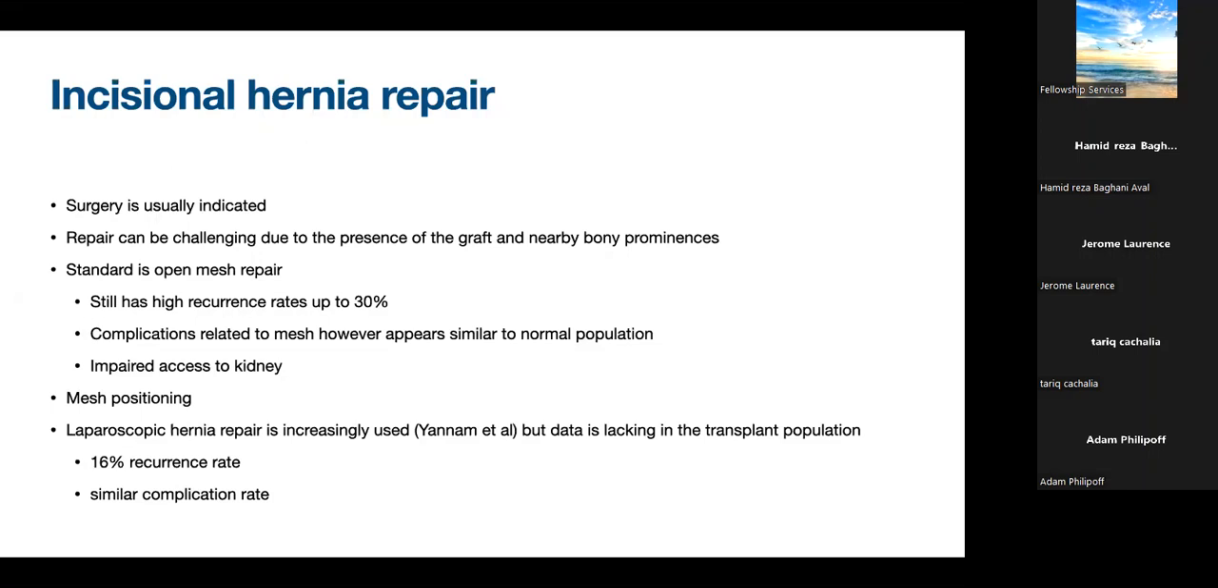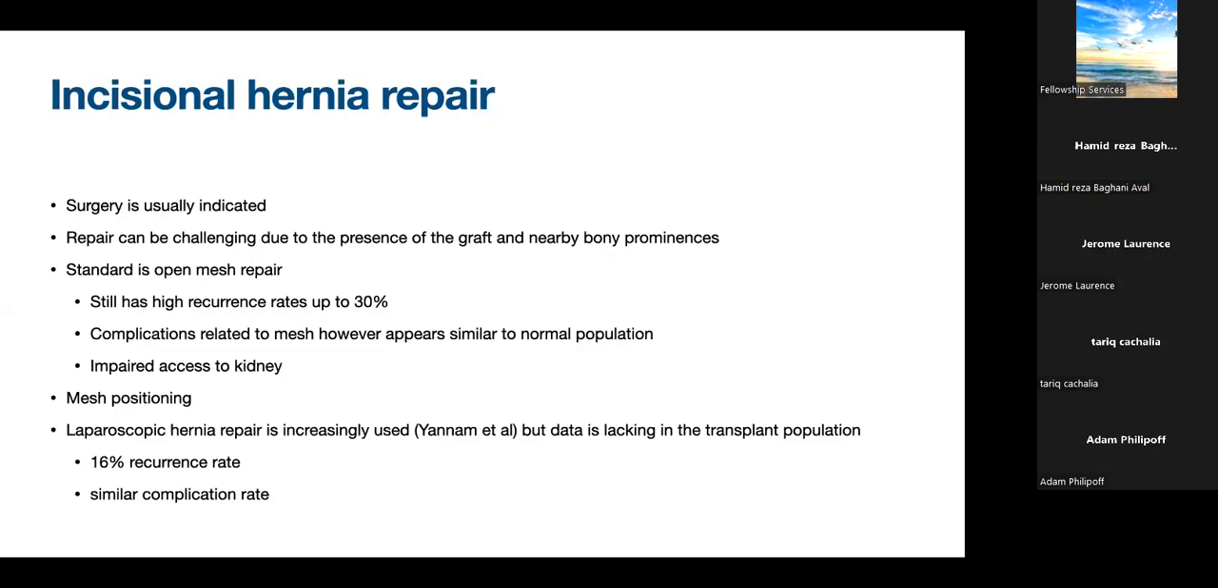is probably an open mesh repair for these patients, but these still have a relatively high incidence of recurrence, and there are some complications related to the mesh in a patient on immunosuppression, and it can impair the access you have to the kidney for biopsies and further surgery. The mesh positioning is also a bit uncertain. An onlay mesh is generally frowned upon, I guess, because of the risk of skin infection and superficial infection, with either a sublay or a retromuscular approach thought to be probably better.